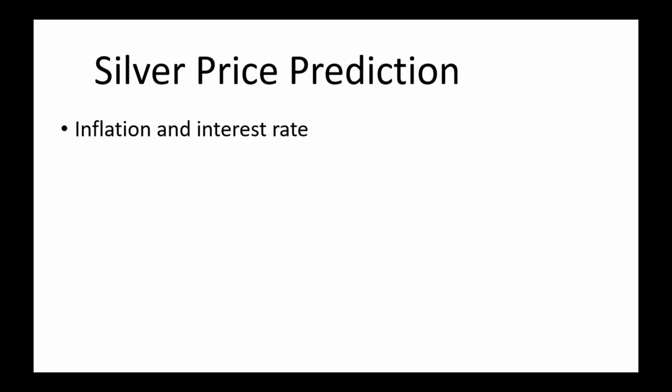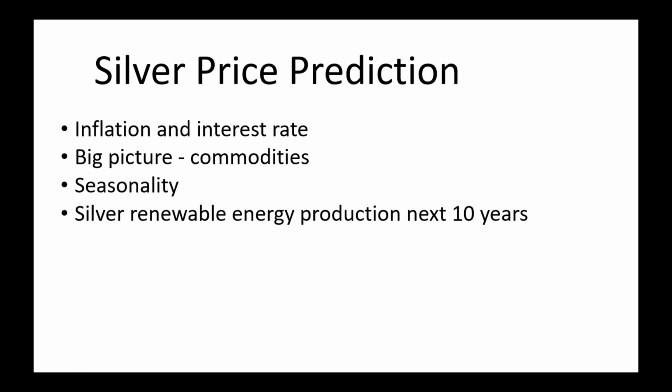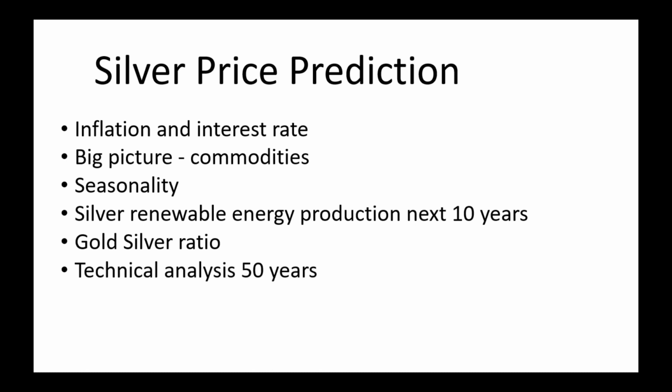Here we have several tasks. The first one, we'll try to present inflation and interest rate. In the next step, we'll try to see the big picture, to see other commodities and their prices right now. Then we will analyze seasonality when we talk about silver. Then we will see something more about silver and renewable energy production in the next 10 years. Then we will analyze the gold-silver ratio, technical analysis for 50 years. Then we will see just the current chart in April 2021. And then we'll say a little bit about our forecast methods.